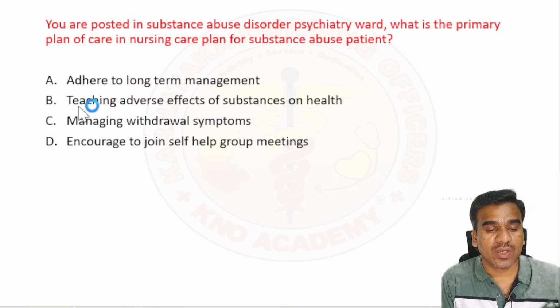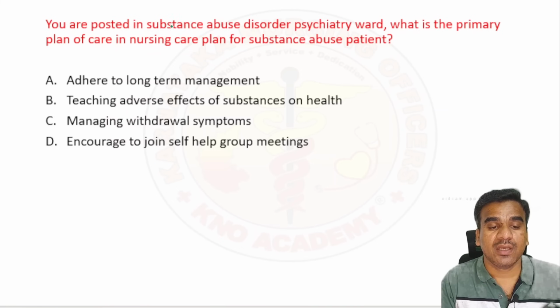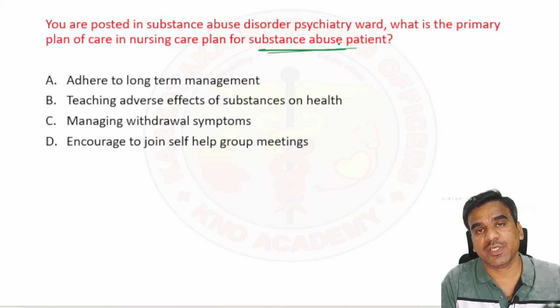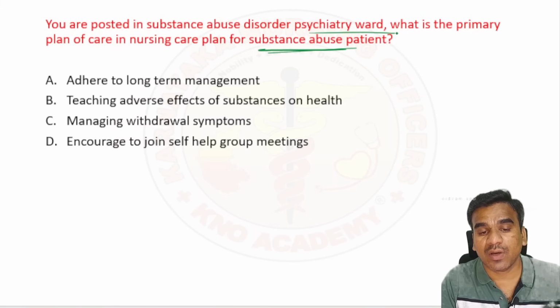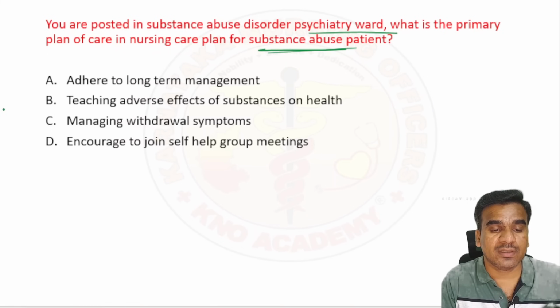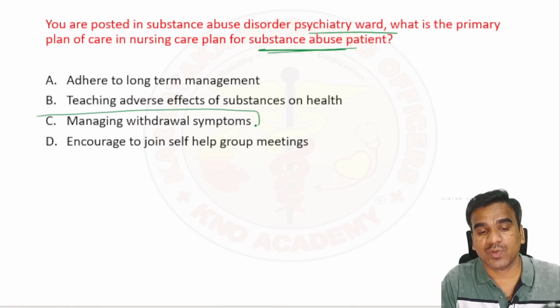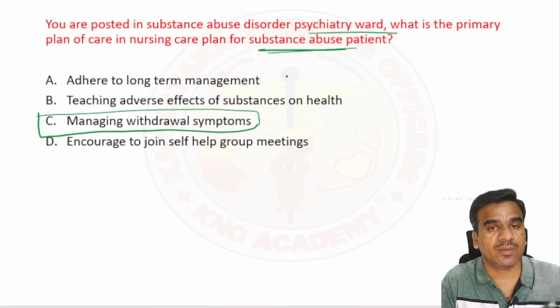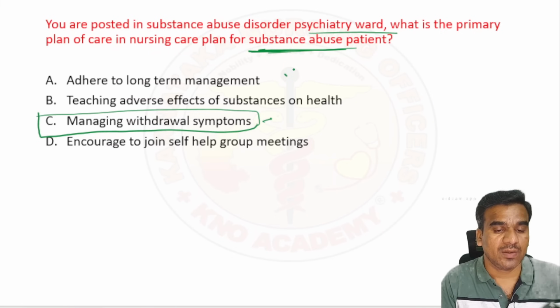Next question: you are posted in a substance abuse disorder psychiatric ward. What is the primary plan of care in the nursing care plan for the substance abuse patient? So they are asking about a psychiatric ward. The right answer is managing withdrawal symptoms. Adhering to long-term management is also okay, but the main thing is to prepare for managing withdrawal symptoms, because substance abuse patients are admitted and may experience withdrawal symptoms. This is the right answer.